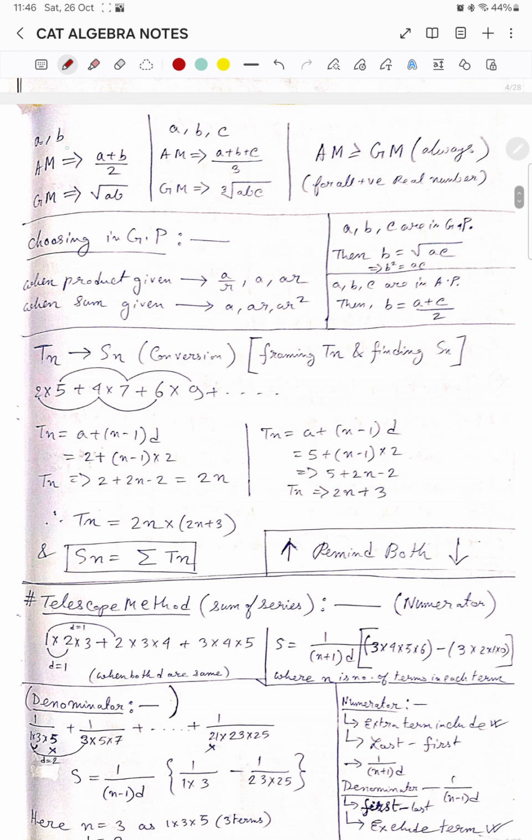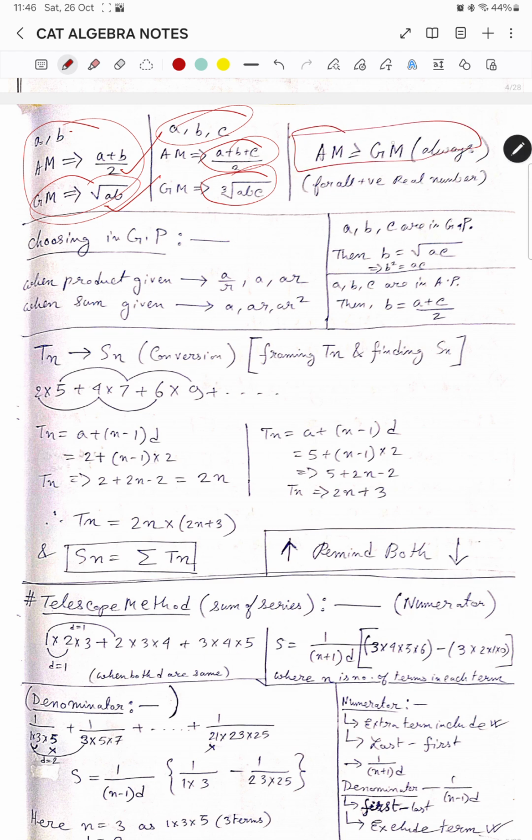Arithmetic mean: if there are two numbers, it is a plus b by 2. Geometric mean is root ab. When there are three numbers, the arithmetic mean is a plus b plus c by 3, and the geometric mean is the third root of abc. Most of the time you will find that AM is greater than or equal to GM. In many cases it will be useful.